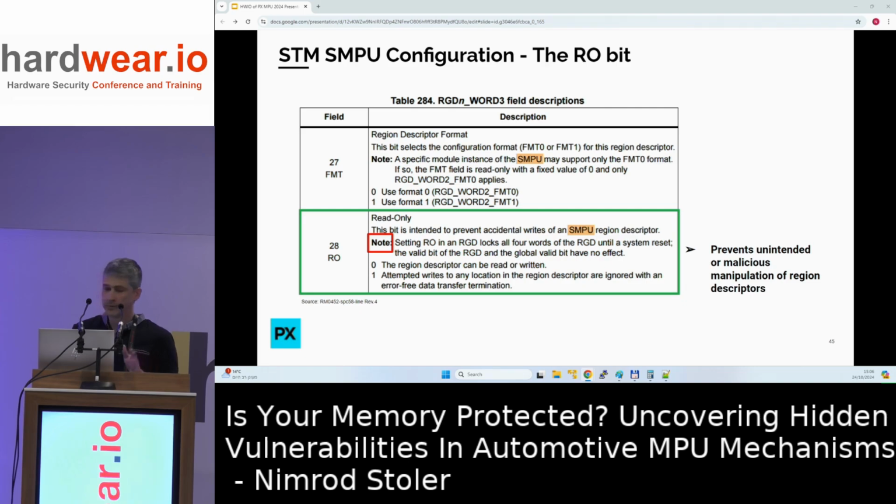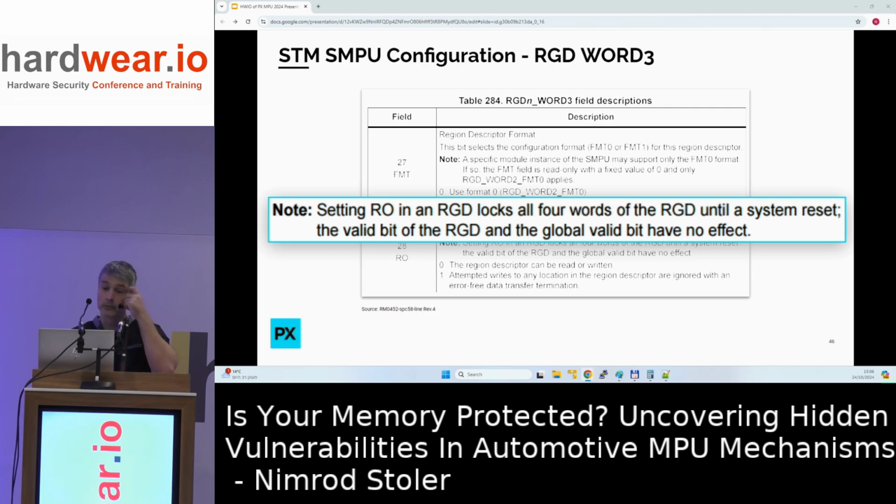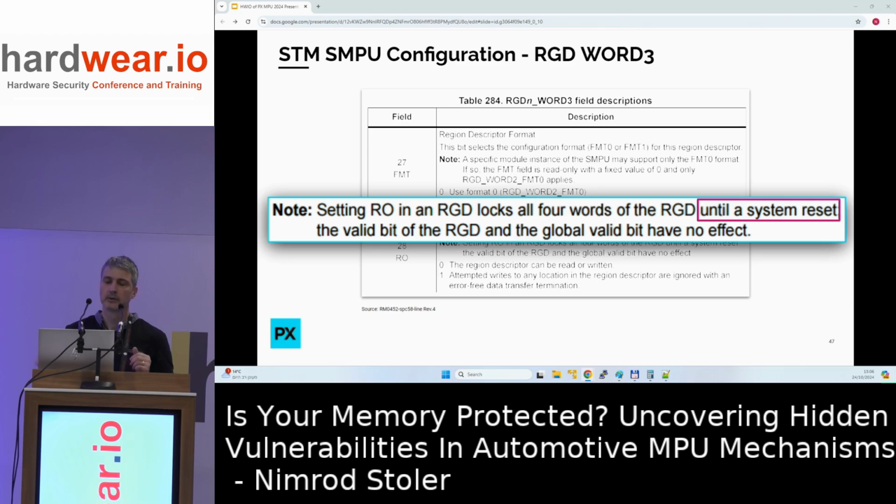But I'm not sure you can see, there's also a note with the RO bit description in red. Let's zoom in on the note. The note says that once the RO bit is set, all region descriptors are locked and cannot be written over. We understood that. Until a system reset. Also, the note adds, once the RO bit is set, the global valid bit, the GVLD bit we just discussed, will have no effect, meaning the GVLD bit cannot be manipulated and the SMPU cannot be disabled until the next system reset.